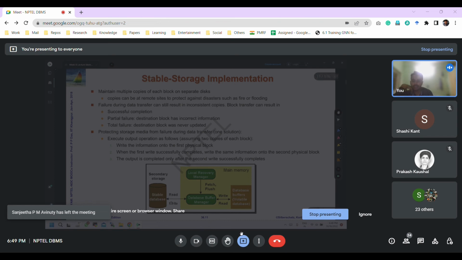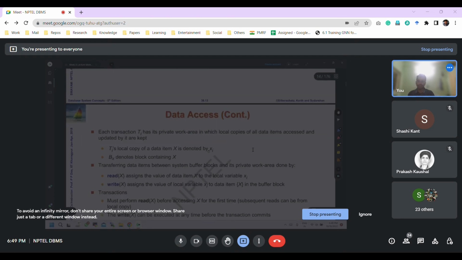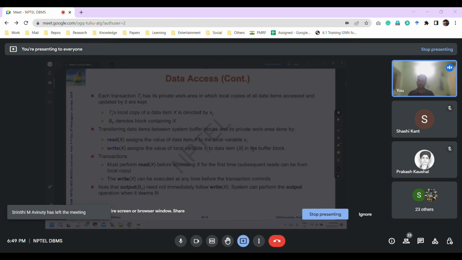If there is stable storage and there is a buffer, the first thing is that a read or write will be on the buffer. Then the stable storage, the secondary storage, takes all the things from the database. Okay, these are all about data access.